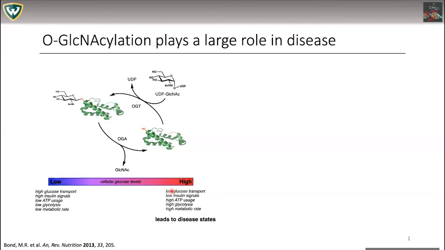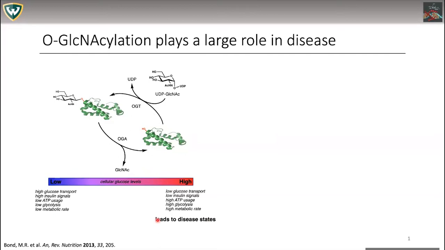And so we know that O-GlcNAcylation plays a pretty large role in disease. Depending on the levels of glucose and O-GlcNAc in the system of the cell, you can have more or less O-GlcNAcylation. And when we have a lot of O-GlcNAcylation, we can be led to a lot of different disease states, including diabetes, cancer, or neurodegenerative diseases such as Alzheimer's or Parkinson's.